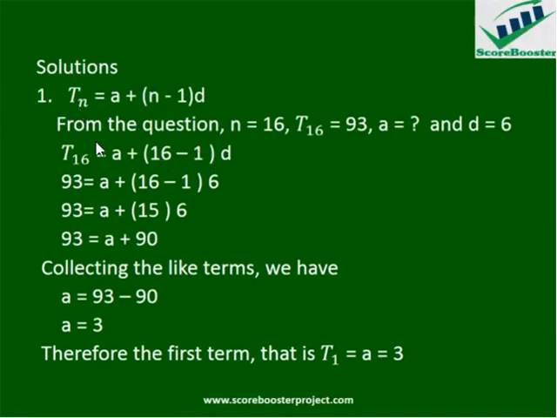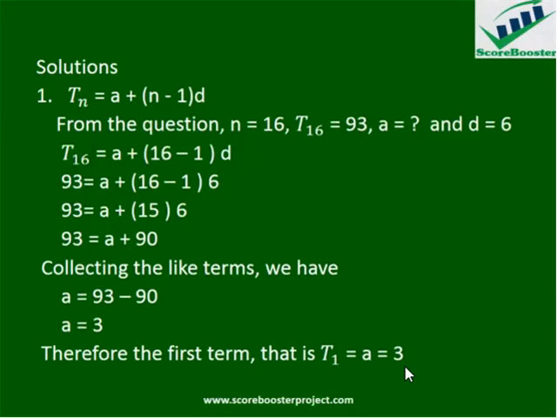And the value for T16 is 93 equals A plus 16 minus 1 is 15, and the value for D is 6. 93 equals A plus 15 multiplied by 6 is 90. So here we collect the like terms. 90 will go to this side, it's going to change to minus 90. A will be 93 minus 90. Therefore, A is 3. Therefore, the first term of that particular arithmetic progression that has its 16th term to be 93 and common difference as 6 is 3.